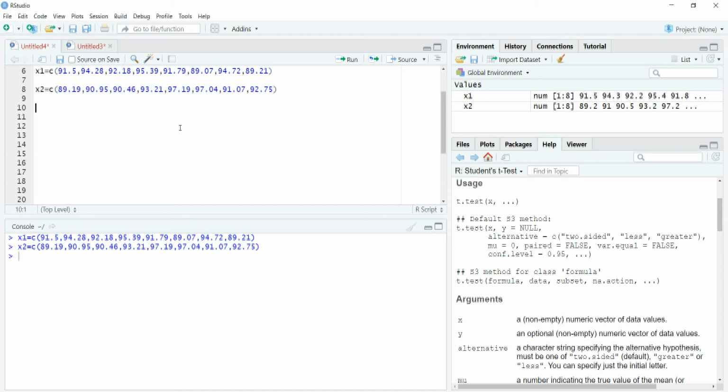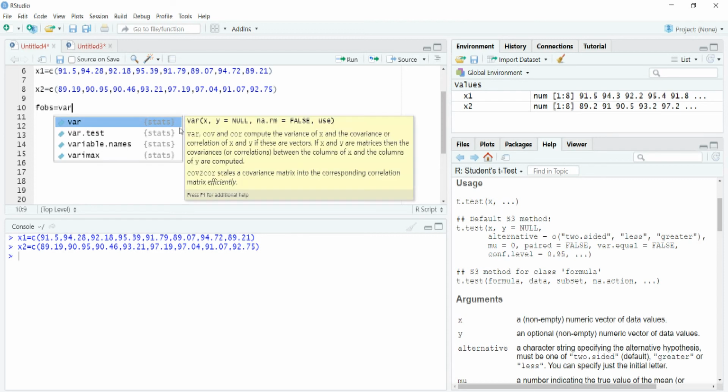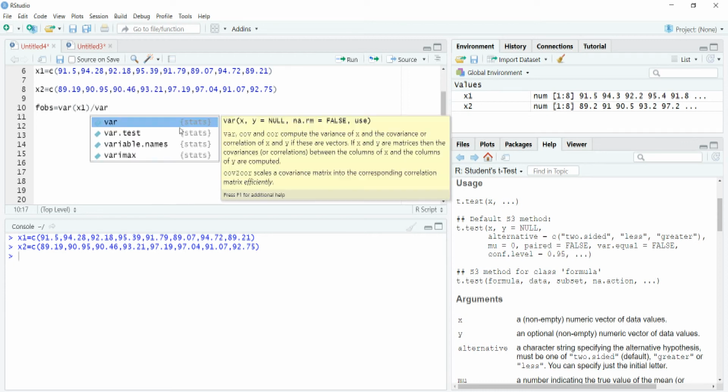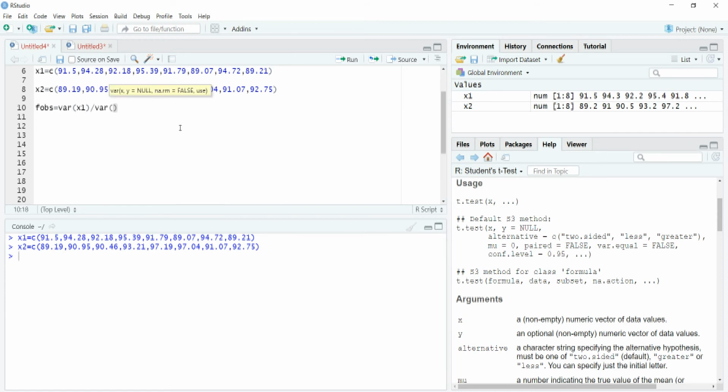In order to perform the F-test, what we need is F observed. F observed is the test statistic, which is equal to the variance of sample x1 divided by the variance of x2. This is the sample variance ratio we take for the F-test. So let us do this. We got the F observed value 0.6453. This is less than 1.